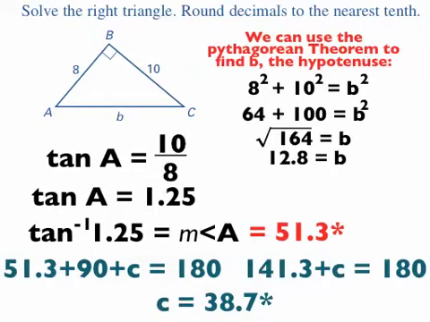So now I have all three angle measures. Angle B is 90 degrees, that's given to us. Angle A is 51.3 degrees. Angle C is 38.7 degrees. I know that the missing side, the hypotenuse, is 12.8. So I have solved this right triangle.